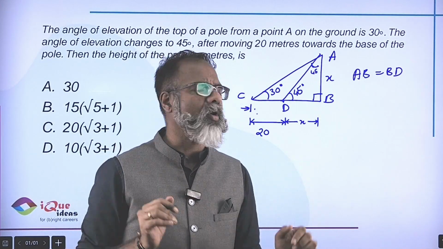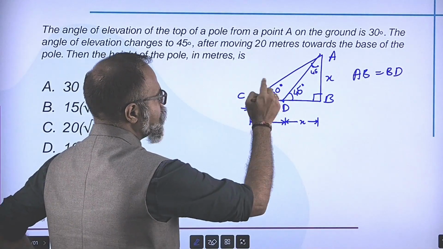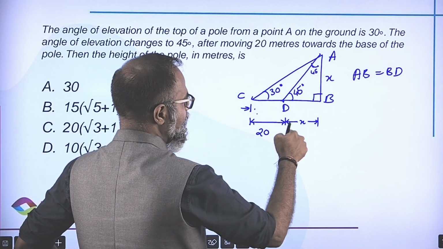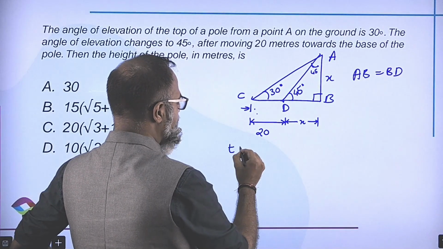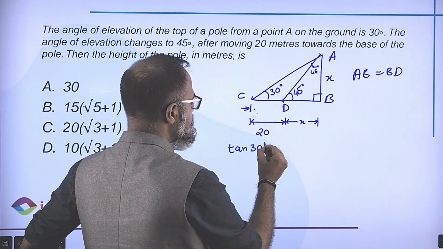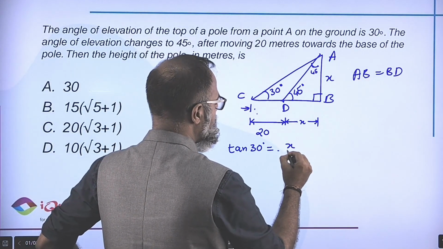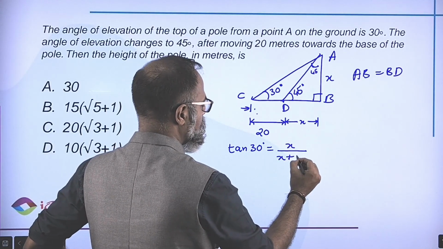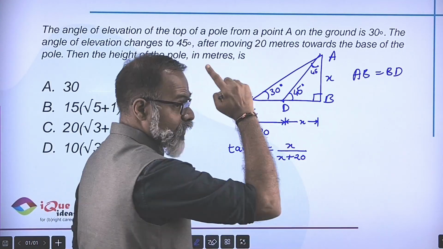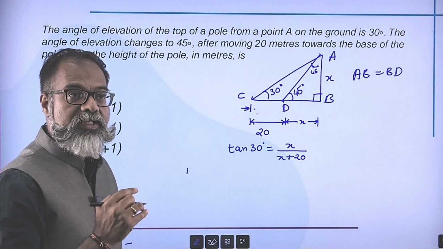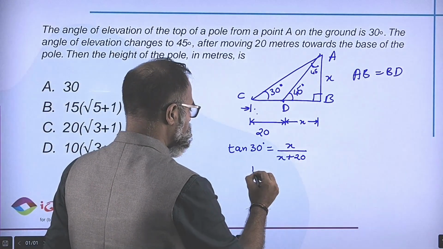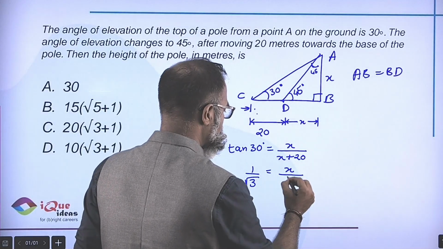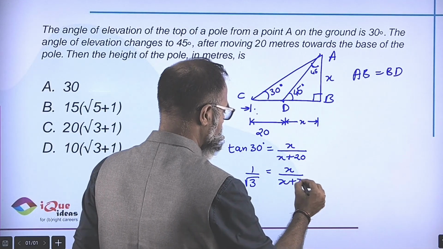Simple trigonometric problem. So I have 30 and I need the relationship between x and 20. So I can say tan of 30 degrees is the opposite, which is x, upon the adjacent, and adjacent is BC, which is x plus 20. If you remember your trigonometric ratios, tan 30 is 1 upon root 3. So 1 divided by root of 3 is equal to x upon x plus 20.